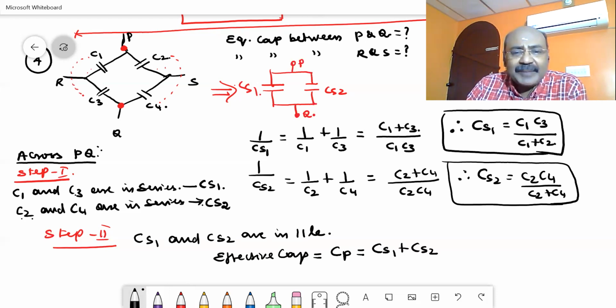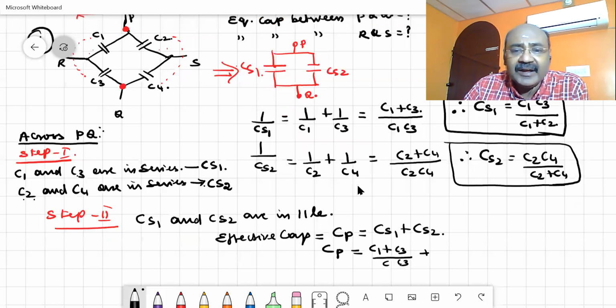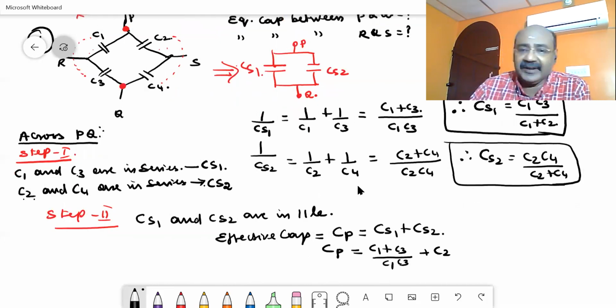So what is the effective capacitance Cp then? What is CS1? CS1 is C1 C3 divided by C1 plus C3, plus CS2, which I can write as C2 C4 divided by C2 plus C4. Sorry, I have written it in the reverse manner. So I will cancel it and I will write it again.